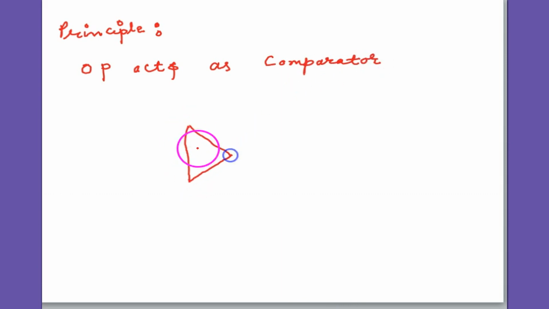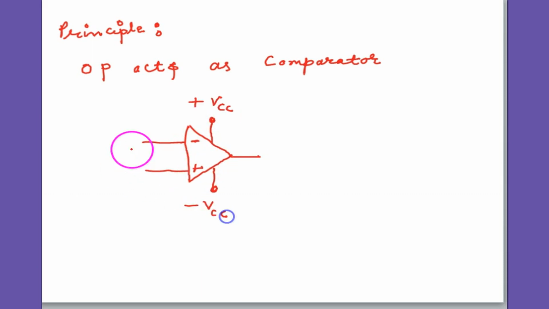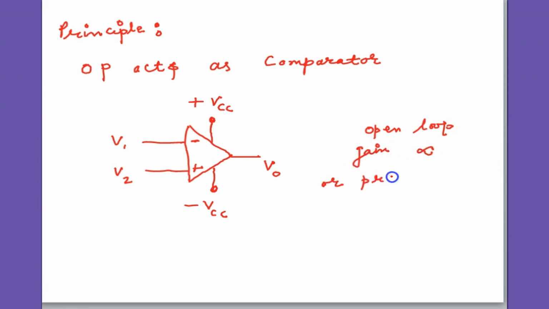Now what is the principle? The principle is that the op amplifier acts as a comparator here. You know the meaning of the comparator: the op amp has minus and plus terminals, two supplies plus VCC and minus VCC, V1 and V2 as inputs, and V0 is the output. Open loop means the gain is infinity. That is the ideal case, but practically the gain is very, very large.